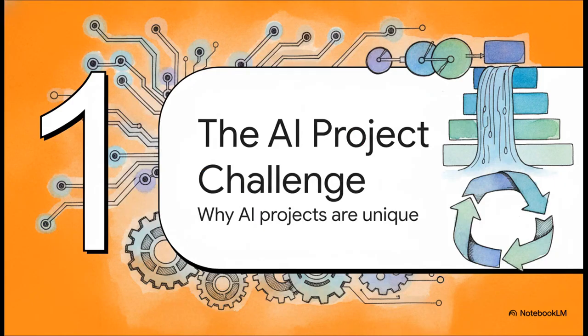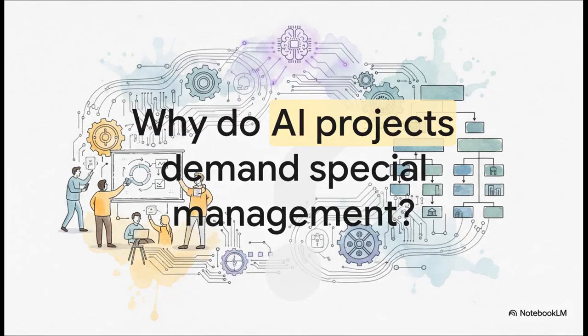Okay, let's kick things off with the big question from Chapter 1 of the course. Why on earth are AI projects so different from everything else? Seriously, understanding this is the absolute first step. If you don't get this, you're starting on the wrong foot. So why can't we just dust off the old project plan that's always worked before?